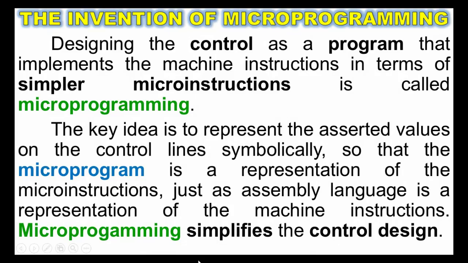Designing the control as a program that implements the machine instruction in terms of simpler microinstructions is called microprogramming. The key idea is to represent the asserted values on the control lines symbolically, so that the microprogram is a representation of the microinstructions, just as assembly language is a representation of the machine instructions. Microprogramming simplifies the control design.